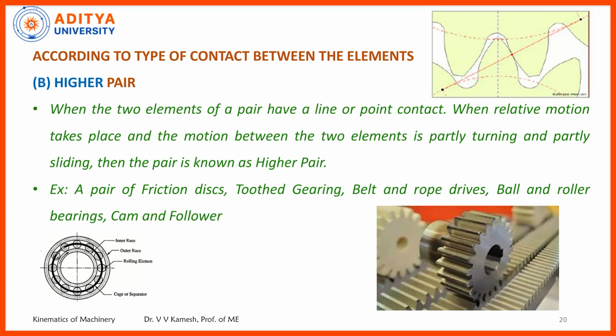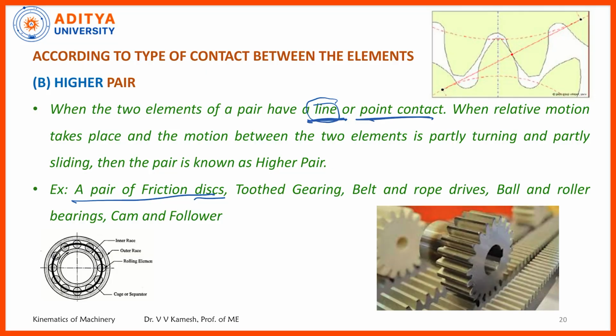Now you have the second one. What is the next one? Higher pair. When the two elements of a pair have a line or point contact, when the relative motion takes place and the motion between the two elements is partly turning and partly sliding, then the pair is called a higher pair. Initially we may not have a direct idea of what is line contact and what is point contact.